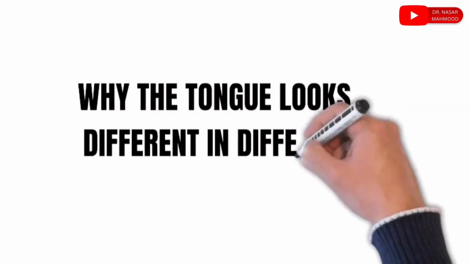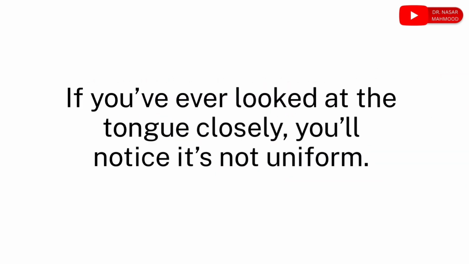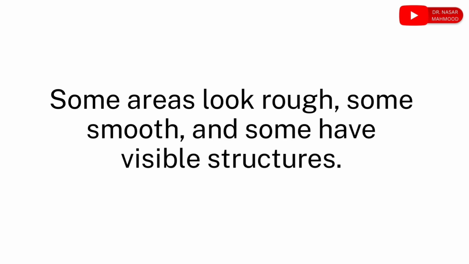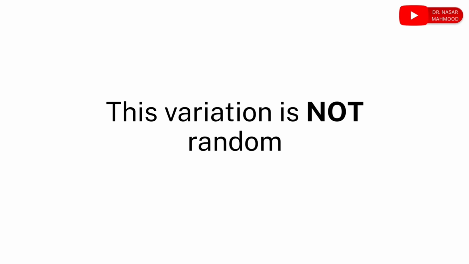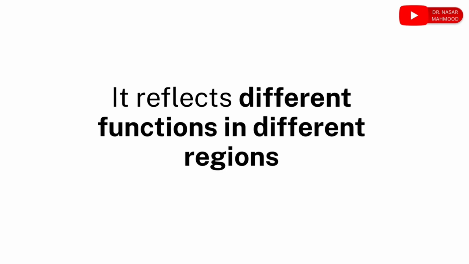In this video, we're going to understand why the tongue looks different in different areas. Now, if you ever look at a tongue closely, you'll notice that it's not uniform. Some areas look very rough, some look smooth, some have visible structures. This variation is not random. It reflects different functions in different regions.